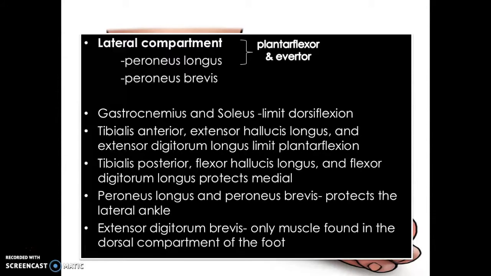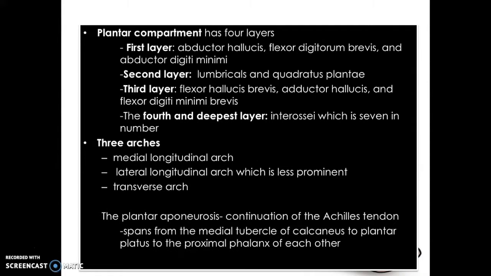In the lateral compartment are the evertors and plantar flexors, which are your peroneus longus and brevis. So, they protect the lateral side. Okay? So, the gastroc and soleus limit dorsiflexion. Then, the ones that limit plantar flexion would be your tibialis anterior, extensor hallucis longus, and extensor digitorum longus. Then, the tibialis posterior, flexor hallucis longus, and flexor digitorum longus protect the medial side, while like what I said earlier, the peroneus longus and brevis protect the lateral ankle.